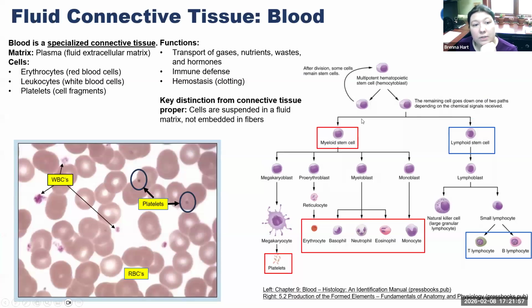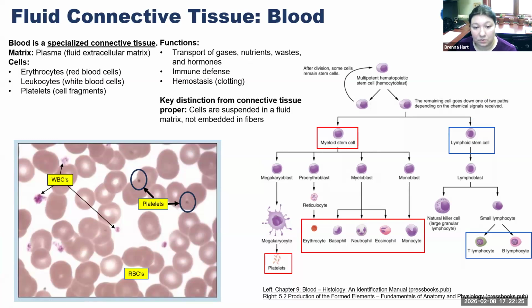Okay, blood. Most people don't think of blood as connective tissue, but it is. It just differs in everything else because this time cells are suspended in a fluid matrix and not within fibers. But you have blood as our connective tissue here. Its matrix is just plasma, and we have red blood cells, white blood cells, and platelets, which are our cell fragments. The whole point of blood is to transport gases, nutrients, waste, and hormones throughout the body.